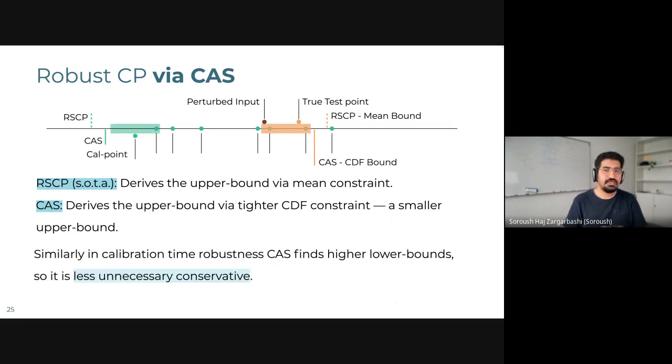And now, again, with the same discussion that we have for the calibration time robustness, as in the evasion time, I have tighter upper bounds. In the calibration time, I have tighter lower bounds, which means that they're higher. So the conservative quantile that I was computing is higher. Therefore, I have smaller set sizes. I'm less unnecessarily conservative.